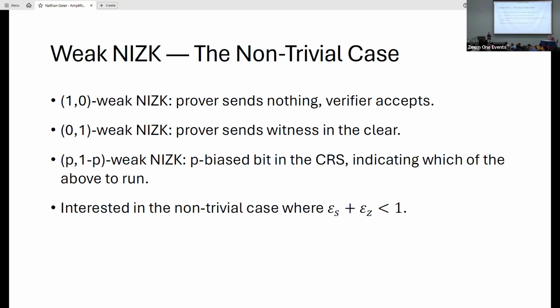Now, this implies that every convex combination, right? Every (p,1-p)-weak NIZK is trivial because you can have in the CRS a p-biased bit indicating which of them to run. So therefore, we focus our attention only on the interesting case where the sum of errors is less than 1. Otherwise, we don't really expect to be able to amplify, because it would be the same as constructing NIZK from scratch.